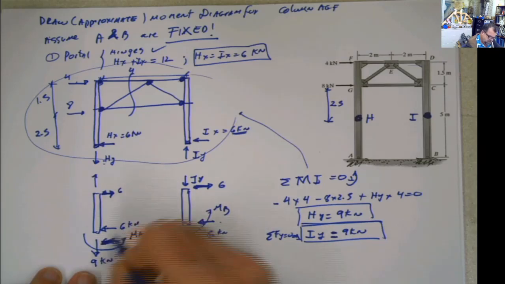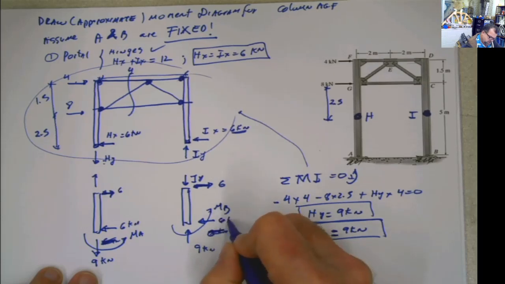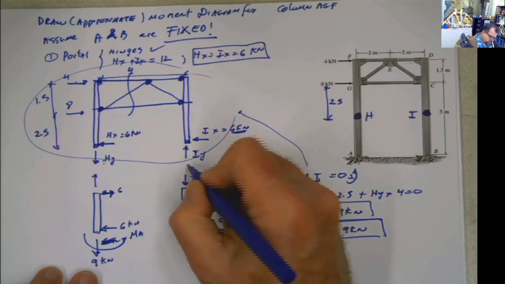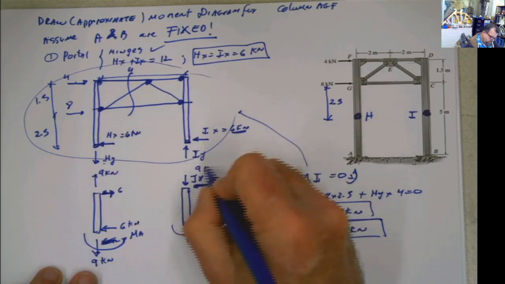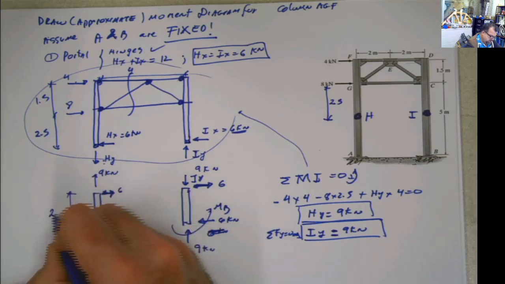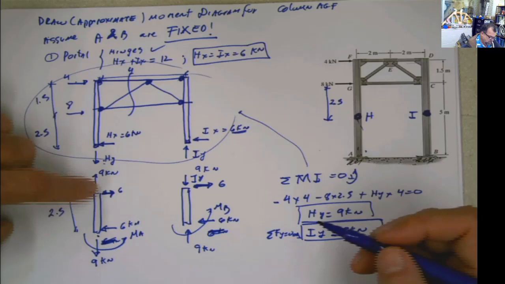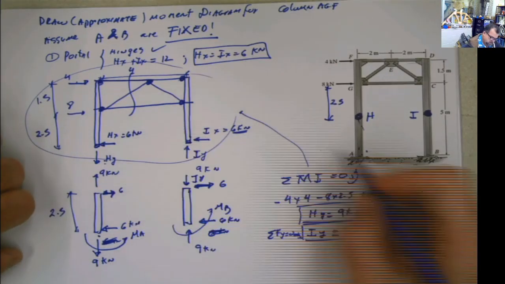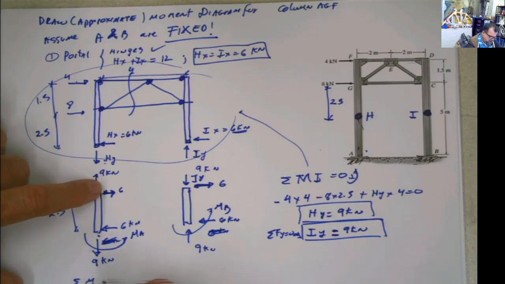I already put it there, but it looked weird. So I'm going to put it here, 6 kilonewton. And this is going to be equal to 9 kilonewton and 9 kilonewton. Now I can calculate this moment. I know this distance is 2.5 because it's this distance here. So I can do summation of moments at H equals 0.